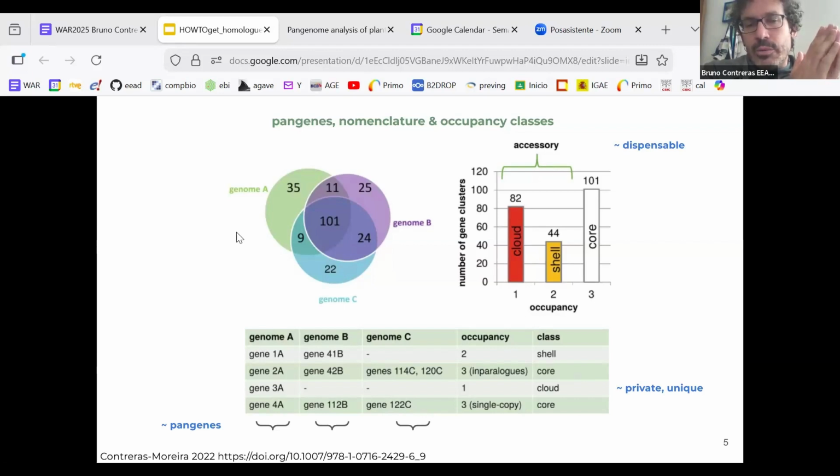So the second row, for instance, has gene 2A from genome A, gene 42B from genome B, and so on. You can also see that genome A and B for that particular example have only 1 copy, but genome C has 2 genes. So this happens in reality, and you have to deal with it. Sometimes the genes that play the same role in the genome have a variation in the number of copies, and these genes we call paralogs.